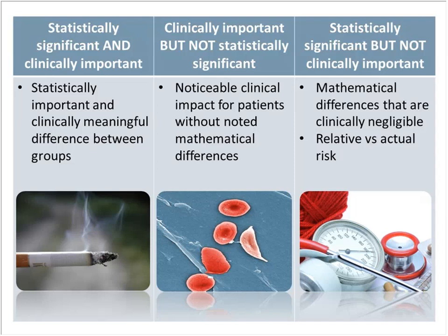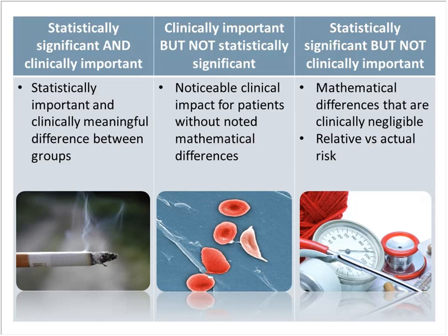So there are findings that can be both statistically significant and clinically important. That's when there's statistical significance, and the difference is clinically meaningful. One example of that is smoking and lung cancer. The statistics show that there's a significant increase in lung cancer in people who smoke, but there's also a clinically meaningful connection between smoking and lung cancer as well.